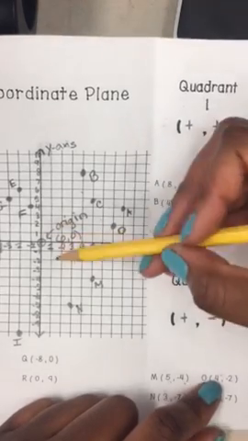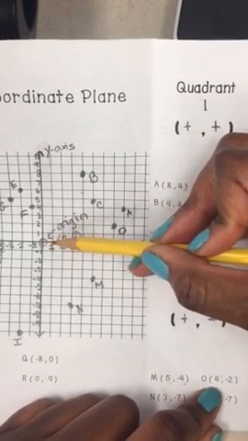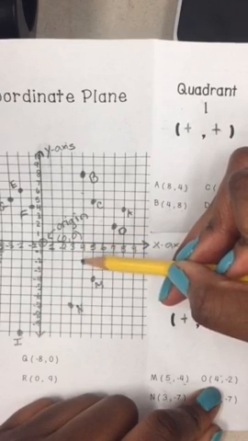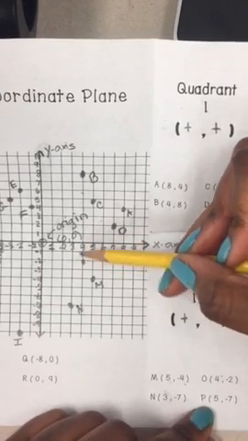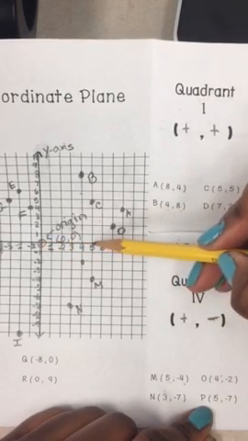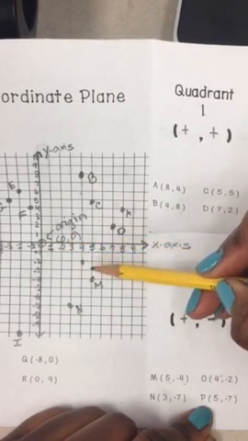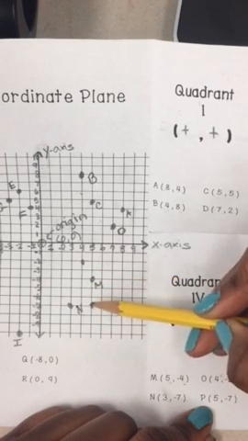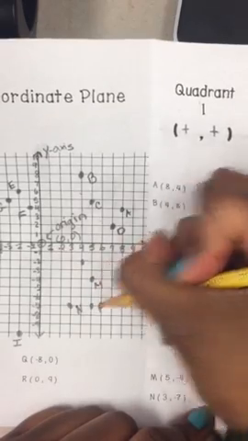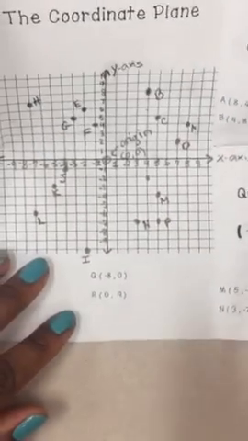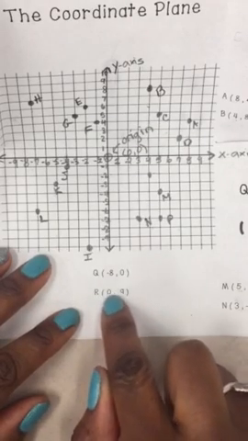4 and -2. For O, we're going to go over 4, down 1, 2. For P, 5 and -7. 5, -1, 2, 3, 4, 5, 6, 7. Okay, now there are these 2 other ordered pairs that are in the center.